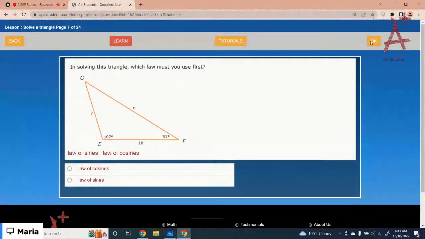Okay, in solving this triangle, which law must you use first? You are given two of the angles and one of the sides. So which law do you use in this case, law of cosine or law of sine? You are given two of the angles and one of the sides. You have to use the law of sine in this case. Got it?